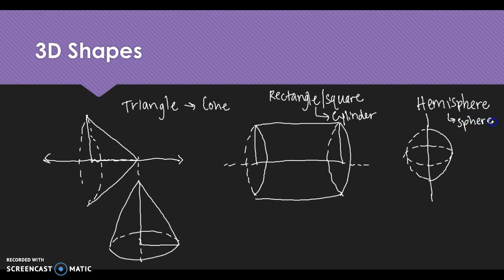So those are our three options. I'm either going to take a triangle and get a cone, or a rectangle and get a cylinder, or a hemisphere and get a sphere. Every single time, that's how it's going to work. And we're going to use these shapes to end up finding the volume of the 3D shapes that they make.